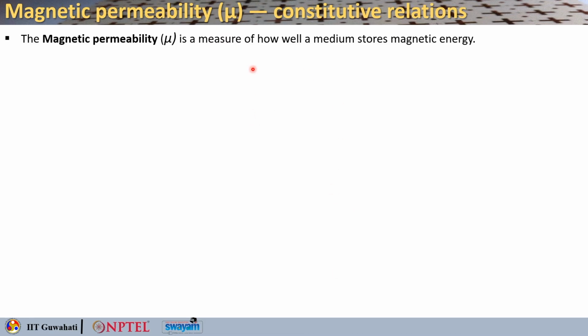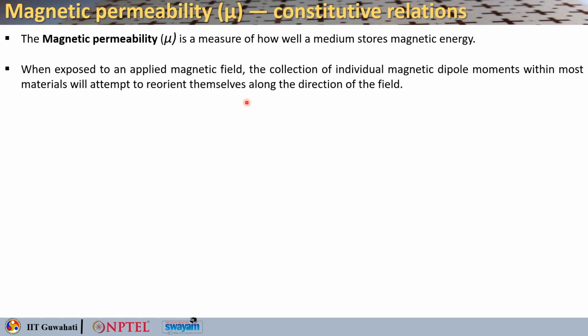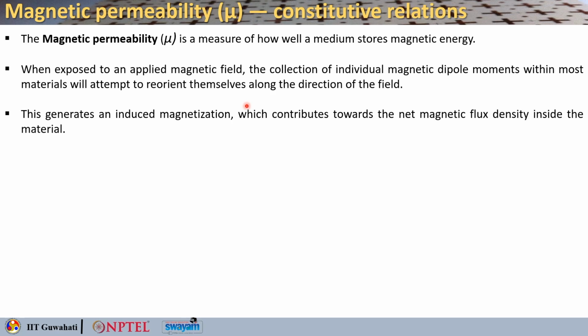Similarly, let us look into magnetic permeability, which is giving you another constitutive relationship. It tells you how well a medium can store magnetic energy. So here obviously when you are exposing an applied magnetic field to your medium, the collection of individual magnetic dipole moments within most material will attempt to reorient themselves according to the direction of the field.